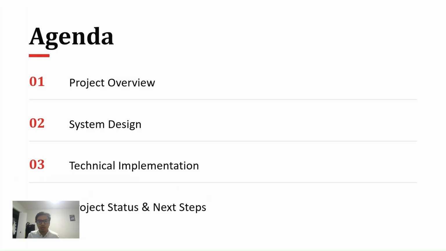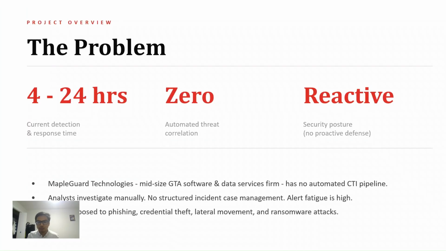Let me start with the problem we are solving. Our simulated client is MapleGuard Technologies, a mid-sized software and data services company based in the Greater Toronto area. The problem is that MapleGuard's current security posture is completely reactive. First, their incident response time is anywhere from 4 to 24 hours. That is a very long window for an attacker to move through a network undetected.